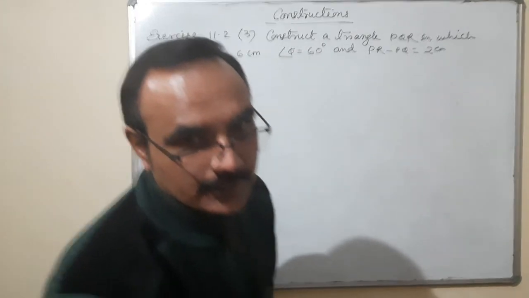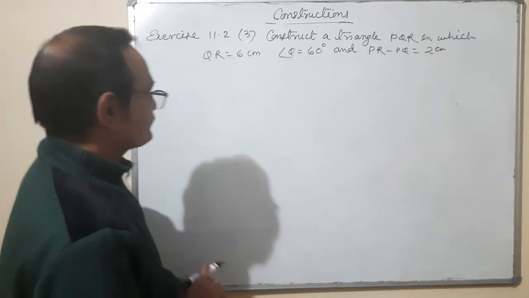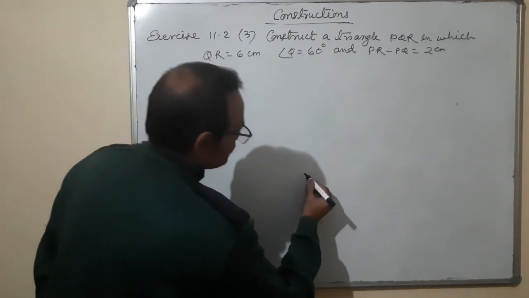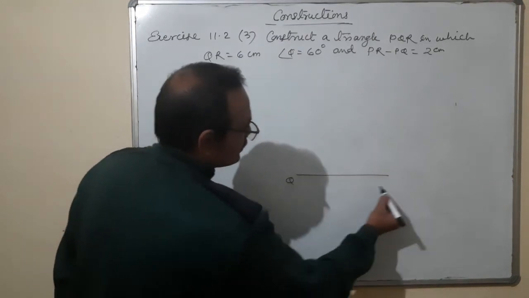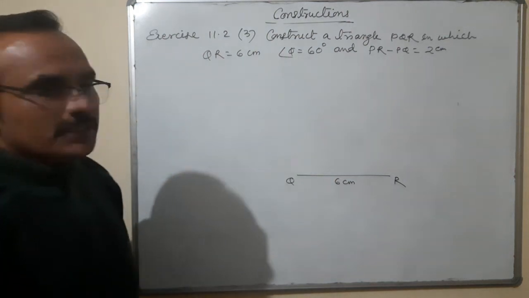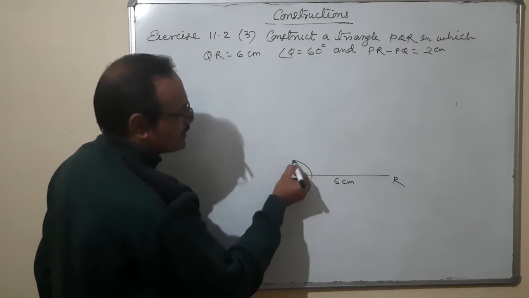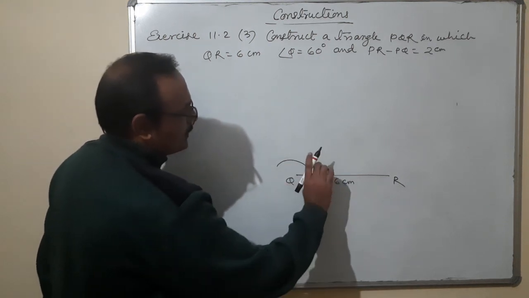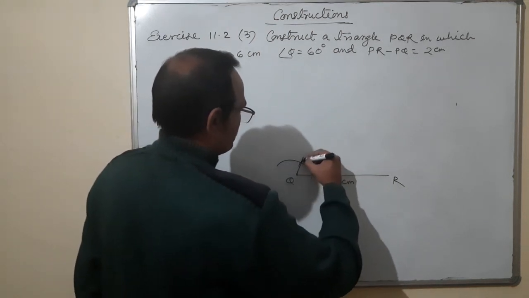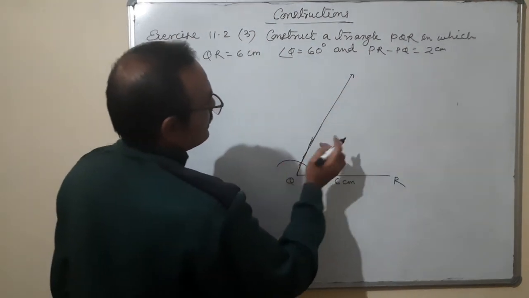Question number 2 and 3 are not exactly the same, they are different. PR minus PQ is equal to 2 centimeter is given. Construct a triangle PQR in which QR is equal to 6 centimeter. So first of all, side QR is equal to 6 centimeter. Angle Q is equal to 60 degree. To make a 60 degree angle with Q as a center, taking a sufficient radius, placing the compass point here, cut. This angle is a 60 degree angle.